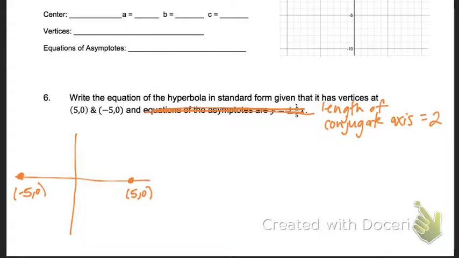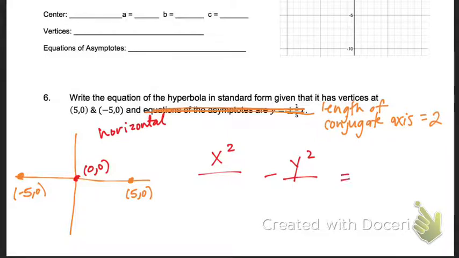So just looking at that, my vertices are horizontal, so that means that my hyperbola is going to be what kind? A horizontal one, right? So from this I need to find my center, and it would be the midpoint of my vertices, which is where? 0, 0. And since it's horizontal, that means which letter is going to go first? X. So since it's horizontal, the x goes first. So x squared over something minus y squared over something equals 1.